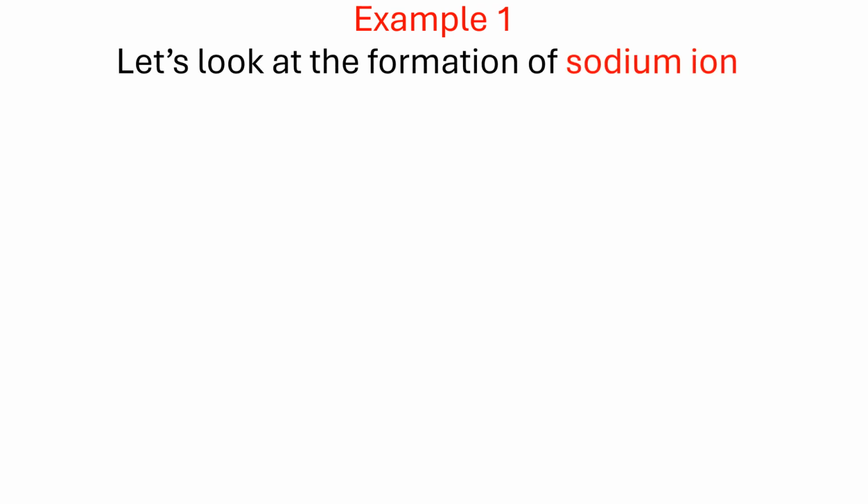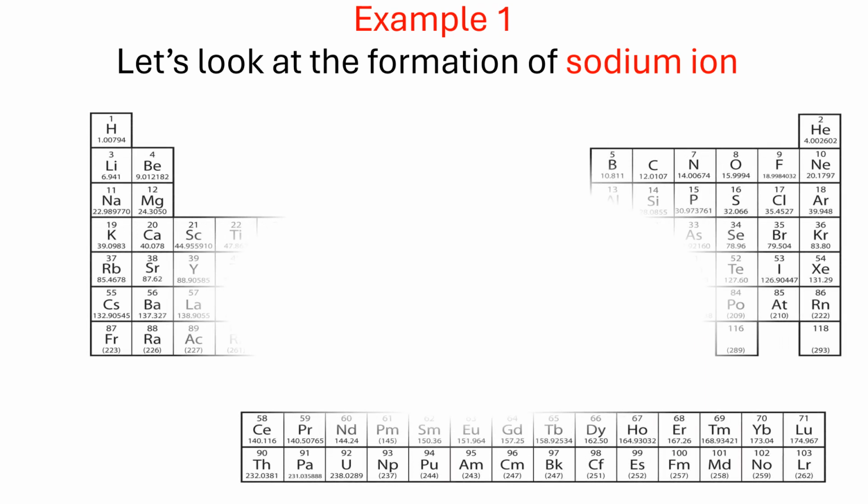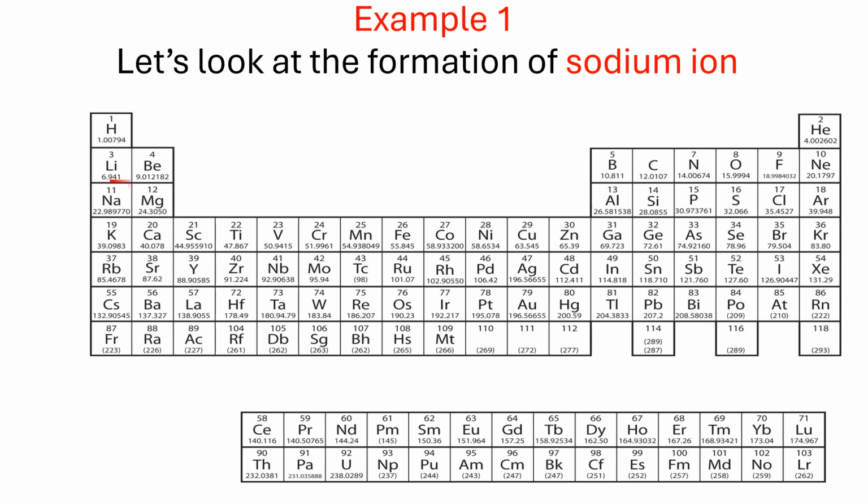Let's look at an example. So first example we'll look at is formation of sodium ion. Let's bring the periodic table and look for sodium. There is sodium located in group 1A and period 3. Now if you remember from previous presentation, group 1A tend to have one valence electron. And sodium is in period 3, so we expect to have 3 energy levels. So the electrons will be found in energy levels 1, 2, and 3.